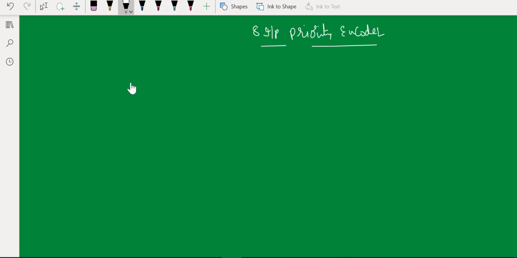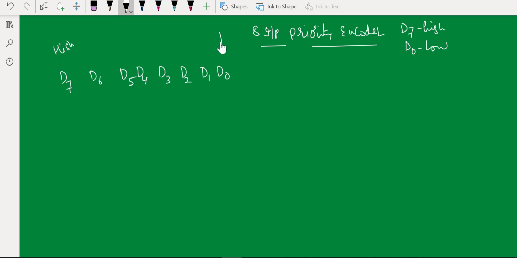So in this we are going to have a total of D0 to D7, and in this case I have defined my priority as D7 highest priority and D0 the lowest priority. That means your priority is high for this and low for this. Anything in between will be in decreasing order of priority.